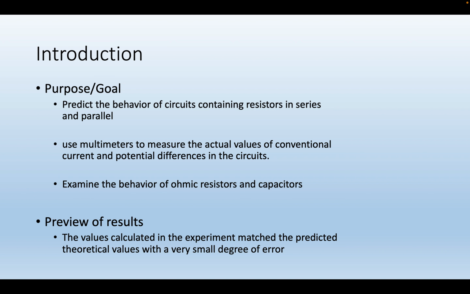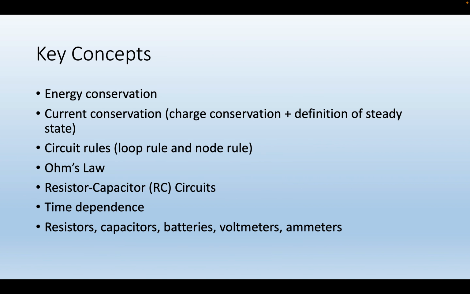So the purpose and goal of this lab was to predict the behavior of circuits containing resistors in series and in parallel, using multimeters to measure the actual values of conventional current and potential differences in the circuits, and to examine the behavior of ohmic resistors and capacitors. A quick preview of the results was that the values calculated in this experiment matched the predicted theoretical values with a very small degree of error.